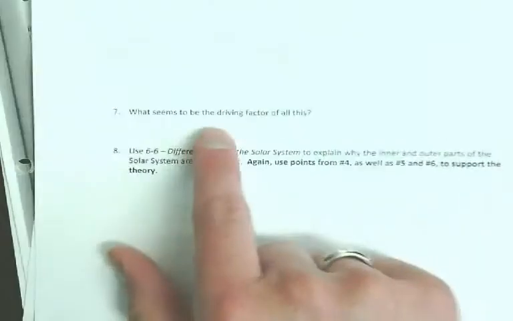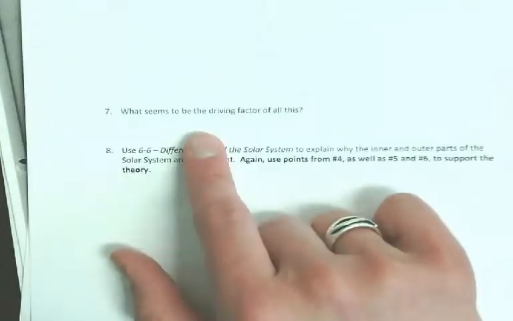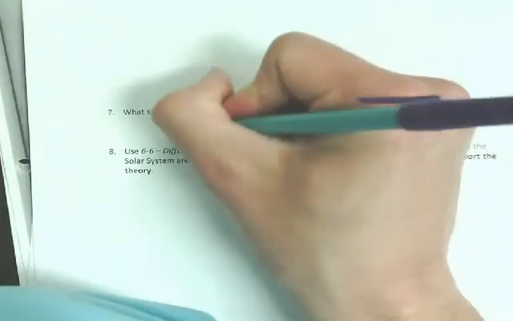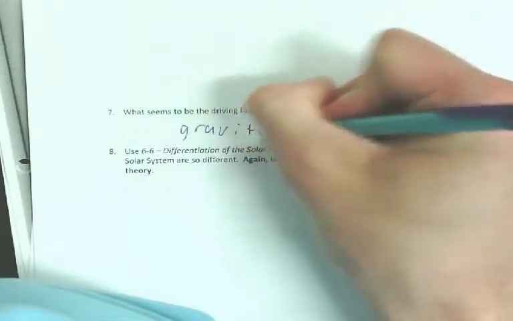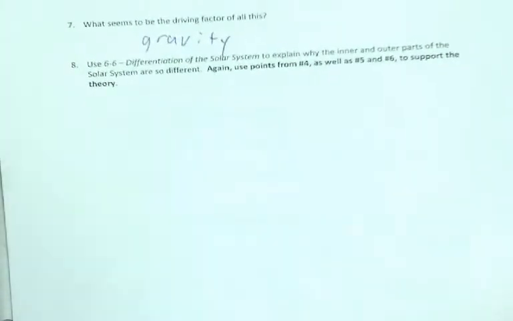We talked about what's the driving factor behind all this. It's gravity. Gravity seems to pull everything together, literally and figuratively. So why do we see differentiation? Let's talk about what we actually do see. Rocky things are near the center, icy things are out near the edge, and we have gassy things in the middle. What are some possible explanations? How do we explain this from what we know?